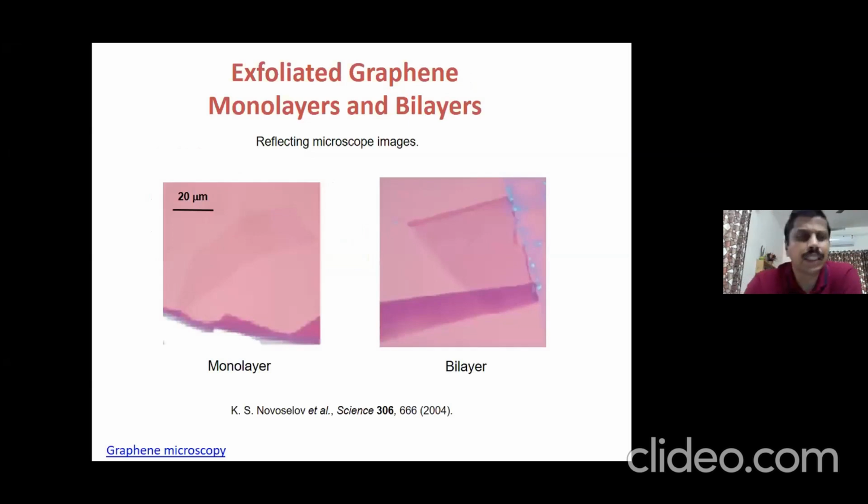So what you are seeing is an optical microscope image of a monolayer as well as a bilayer graphene. So these are actually reflection images from the microscope. These are actually exfoliated graphene layers, right?